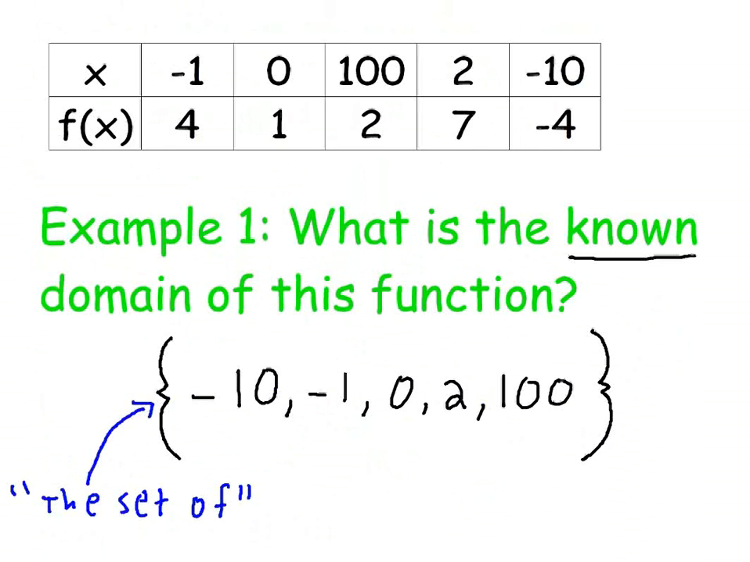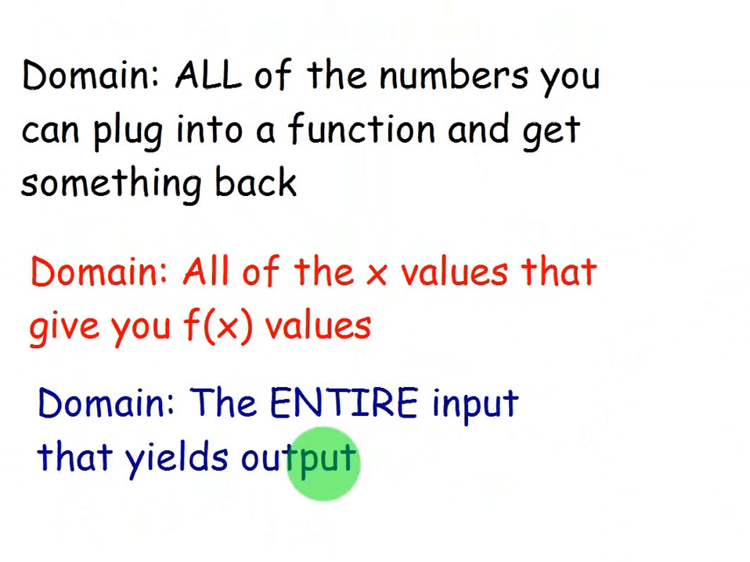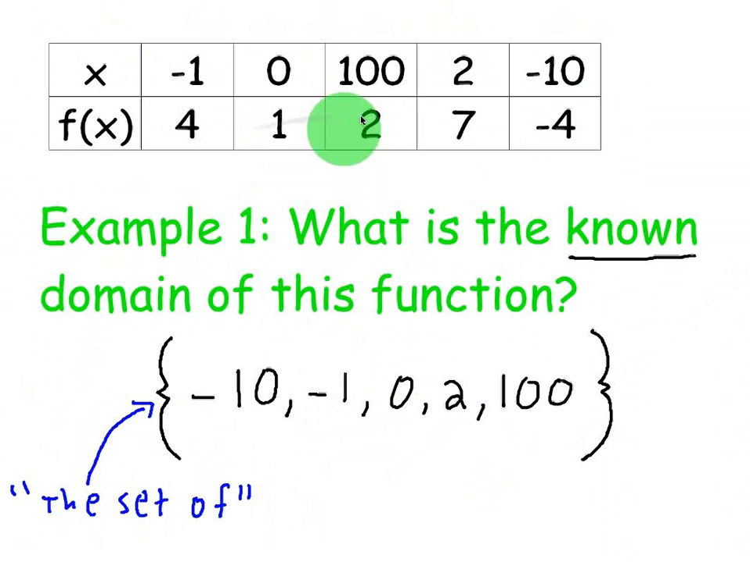So going back to the chart that we looked at, what are all of the inputs that have outputs? Well, it's just the x values, right? Because every one of these x values has a y value. So simply, domain, again, is what you plug in and get something back.